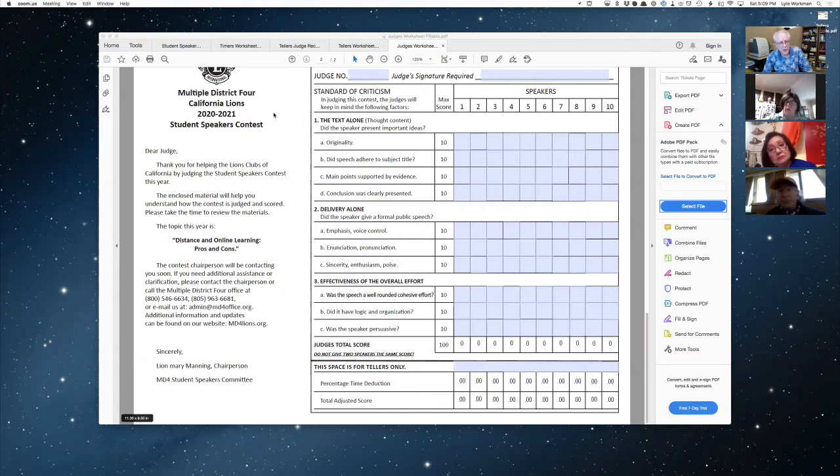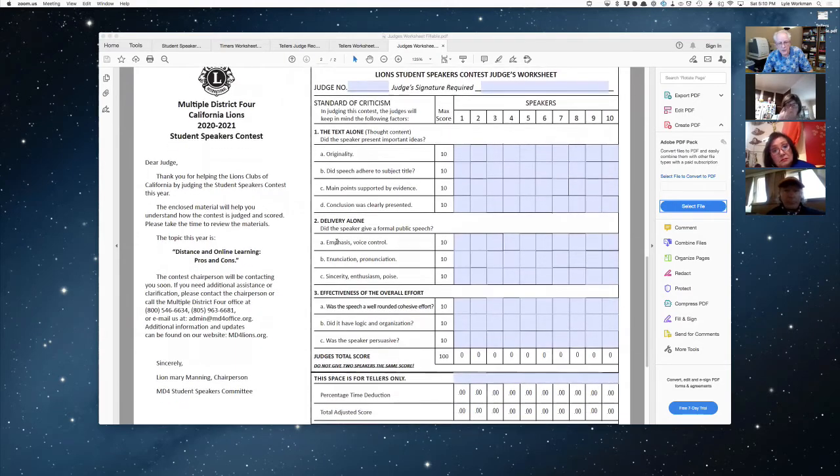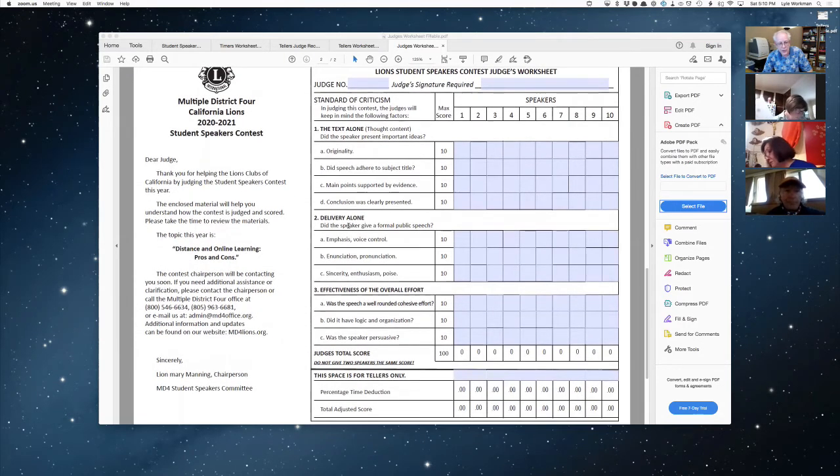First of all, I'm going to go through and explain each form, what the function of each form is. This particular one is the judge's information worksheet. The judges use this to actually score each contestant. There's a lot of different categories that they go through and fill out. I'm just going to go over these rather quickly, and then I'll come back and do a more in-depth look.